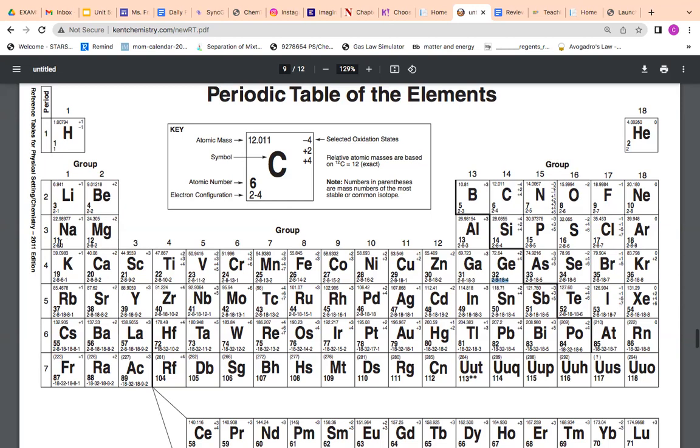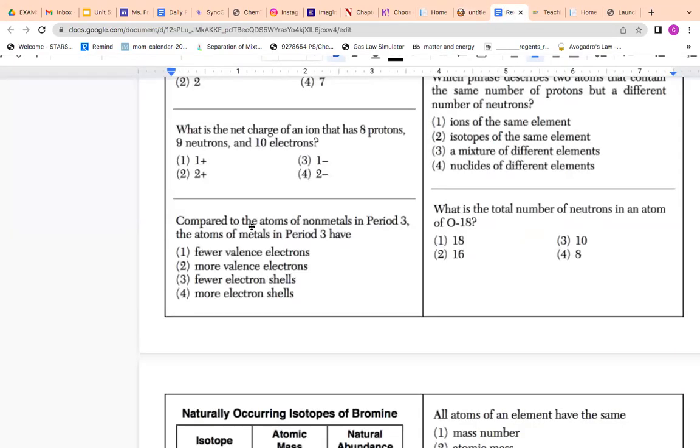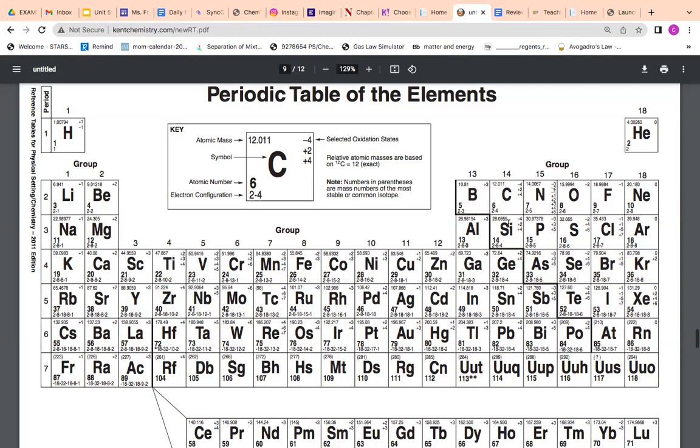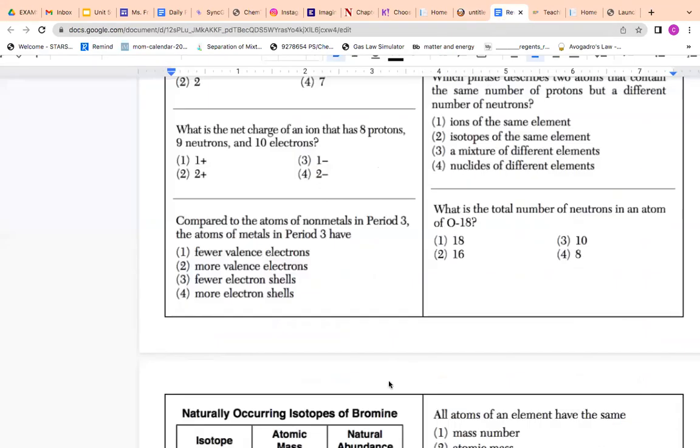So you can see here, sodium has 1 valence electron. Again, the valence electron is the one in the outer shell. Magnesium has 2, aluminum has 3. You can see as you go across that there are more electrons in each element as you keep going. So let's go back to the question. Again, compared to the atoms of nonmetals in period 3, the atoms of metals should have fewer. Okay, again, sodium only had 1, magnesium had 2, silicon had 4, phosphorus has 5, sulfur 6, so on and so forth. So in comparison, the metals have fewer valence electrons, choice 1.